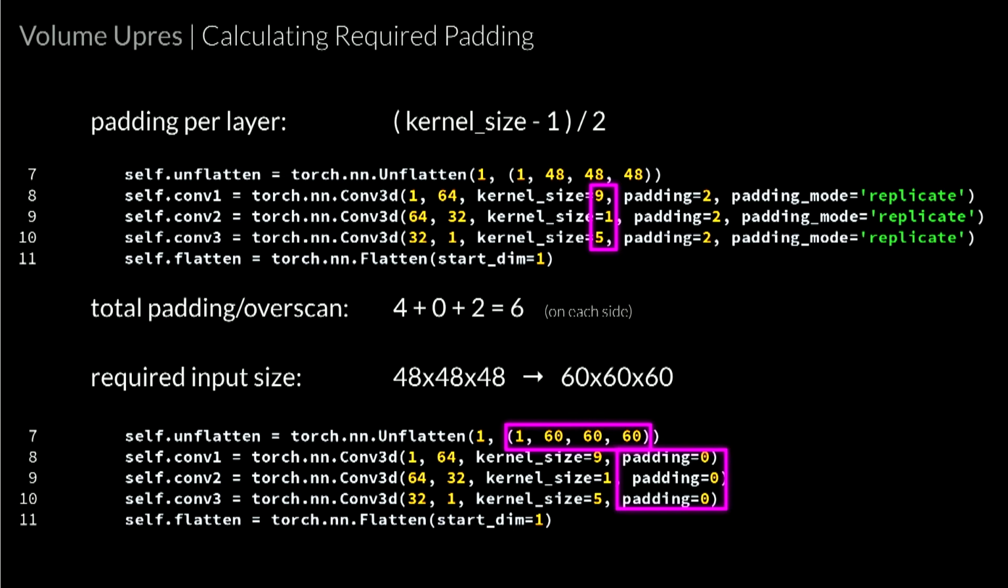To calculate how much overscan or padding you need to provide, you can look at all the kernel values and calculate the correct padding per layer before adding them all up. For our model, we can calculate a necessary padding of 6 per side and add it to our input.